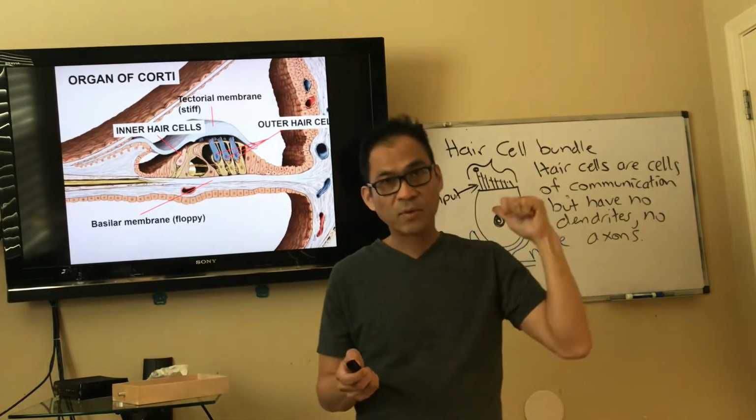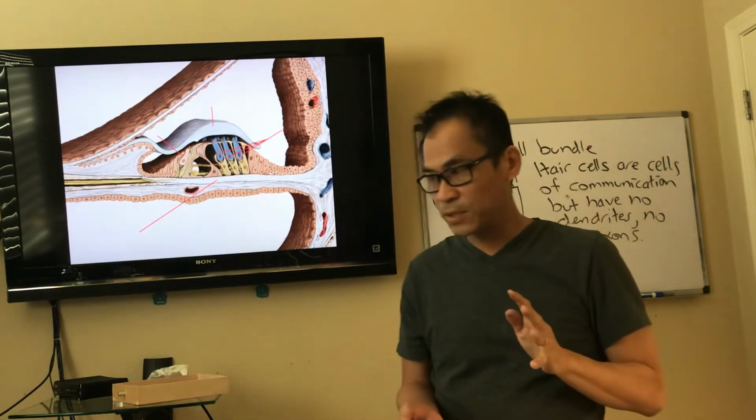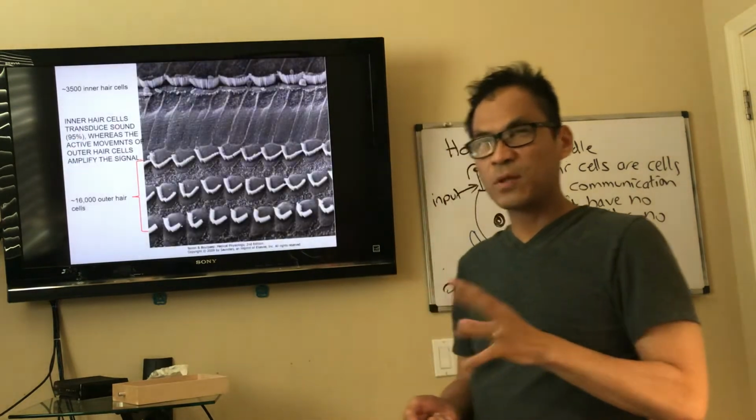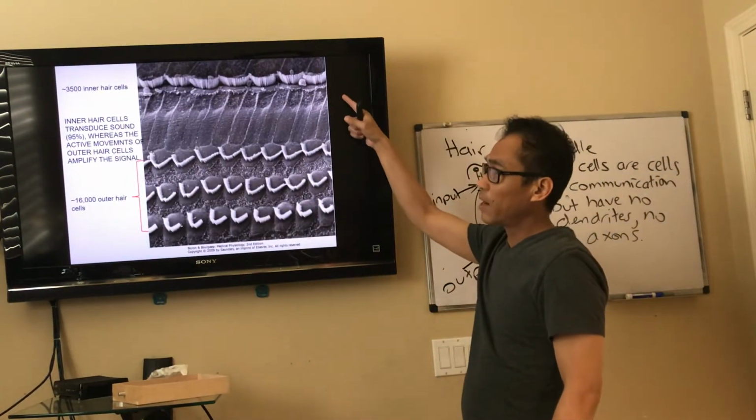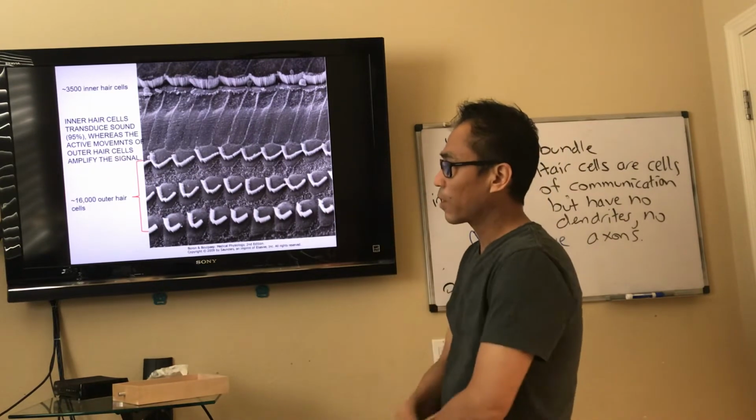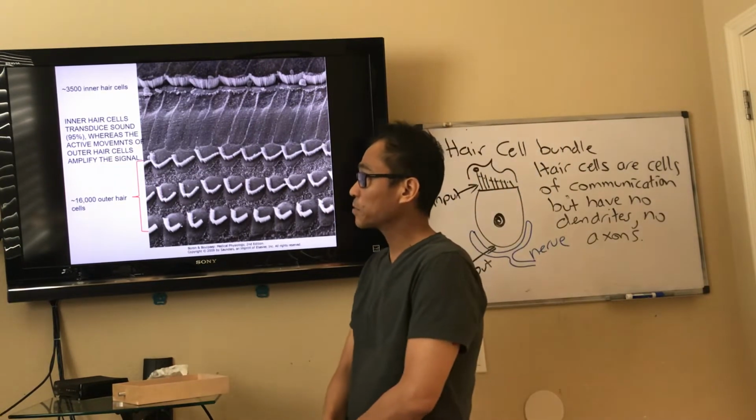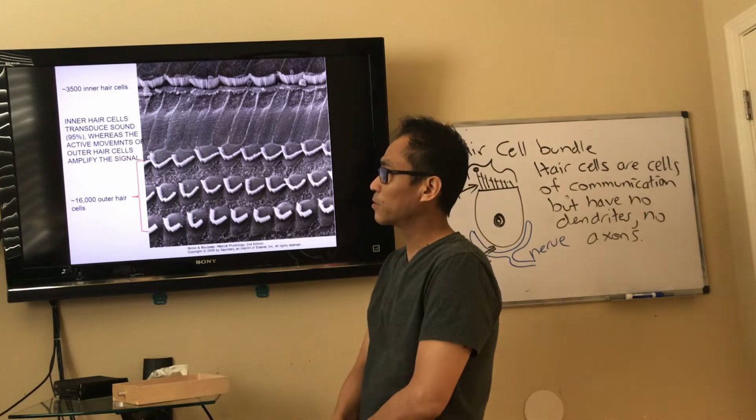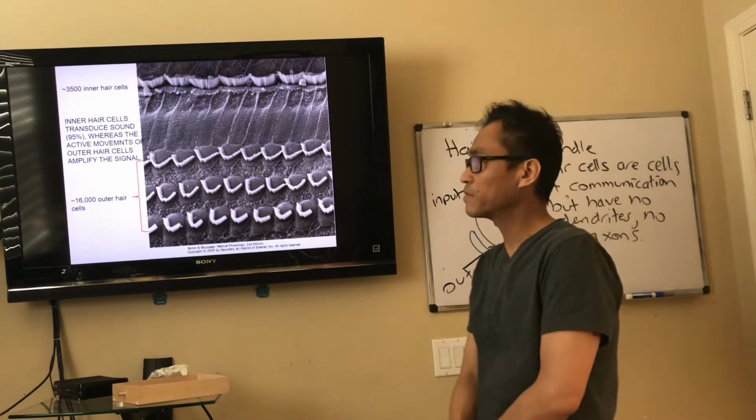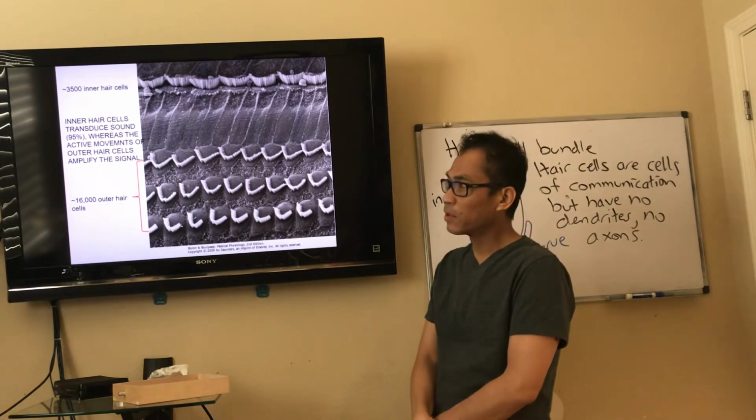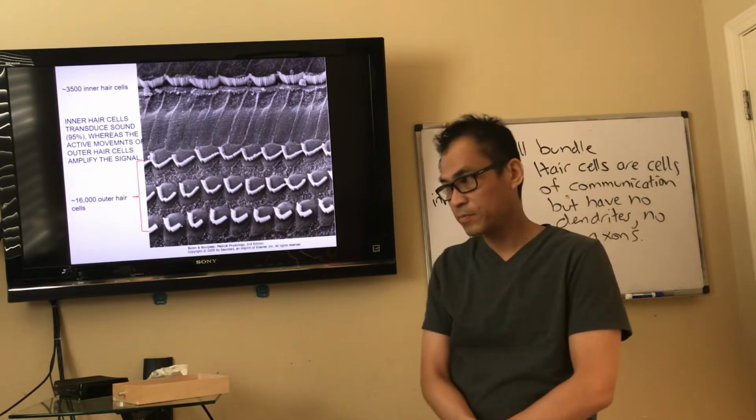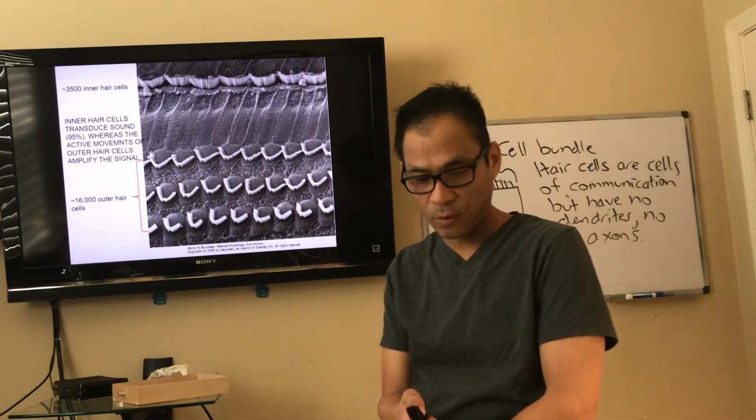Again, these are in the organ of Corti and everything else, as we'll see. Here's a picture of just those little hair bundles. They give you numbers of inner hair cells. You have way more outer hair cells. The inner hair cells transduce 95% of sound, whereas active movements of the outer hair cells help to amplify the signal. I thought that was a nice picture of inner versus outer hair cells.